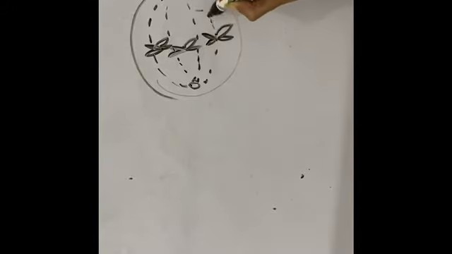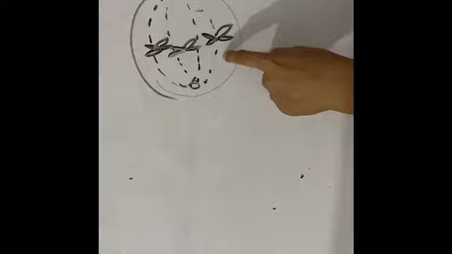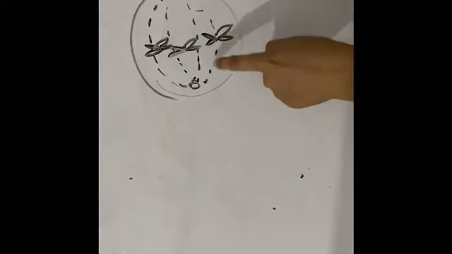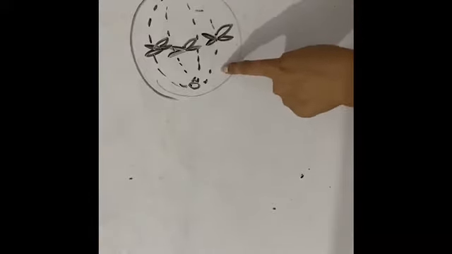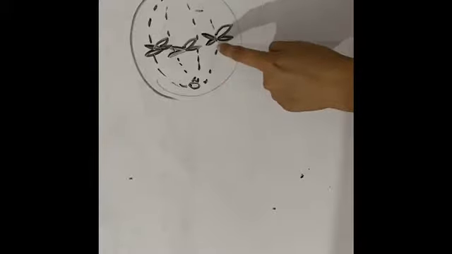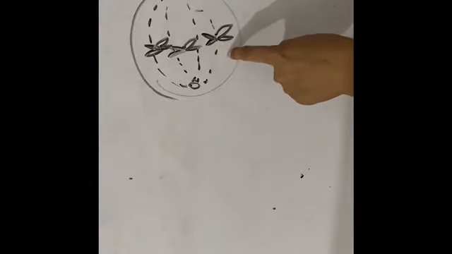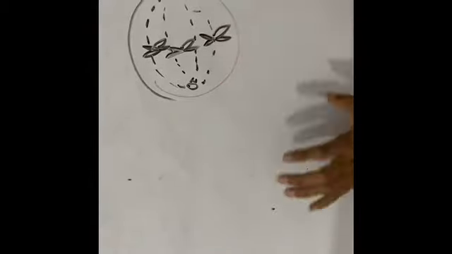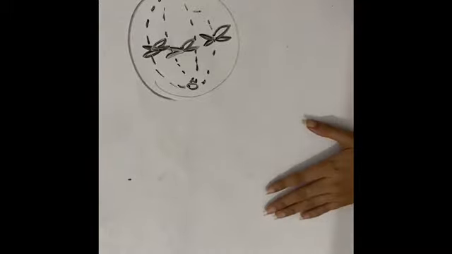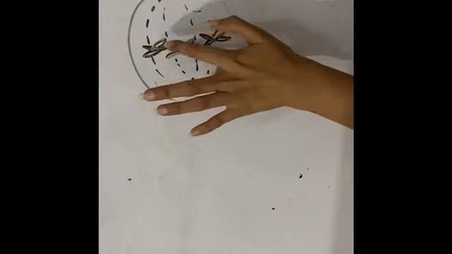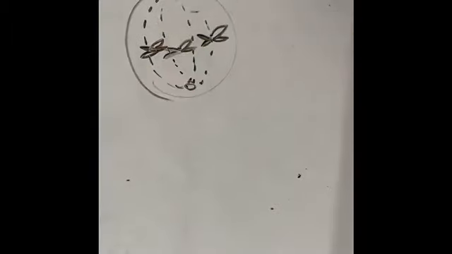What are spindle fibers? Just the threads, which will act as a basis of attachment. These chromosomes will attach themselves on these spindle fibers, okay, and the chromosomes will all lie on the equatorial plane in case of metaphase. Chromosomes are now at the equator.